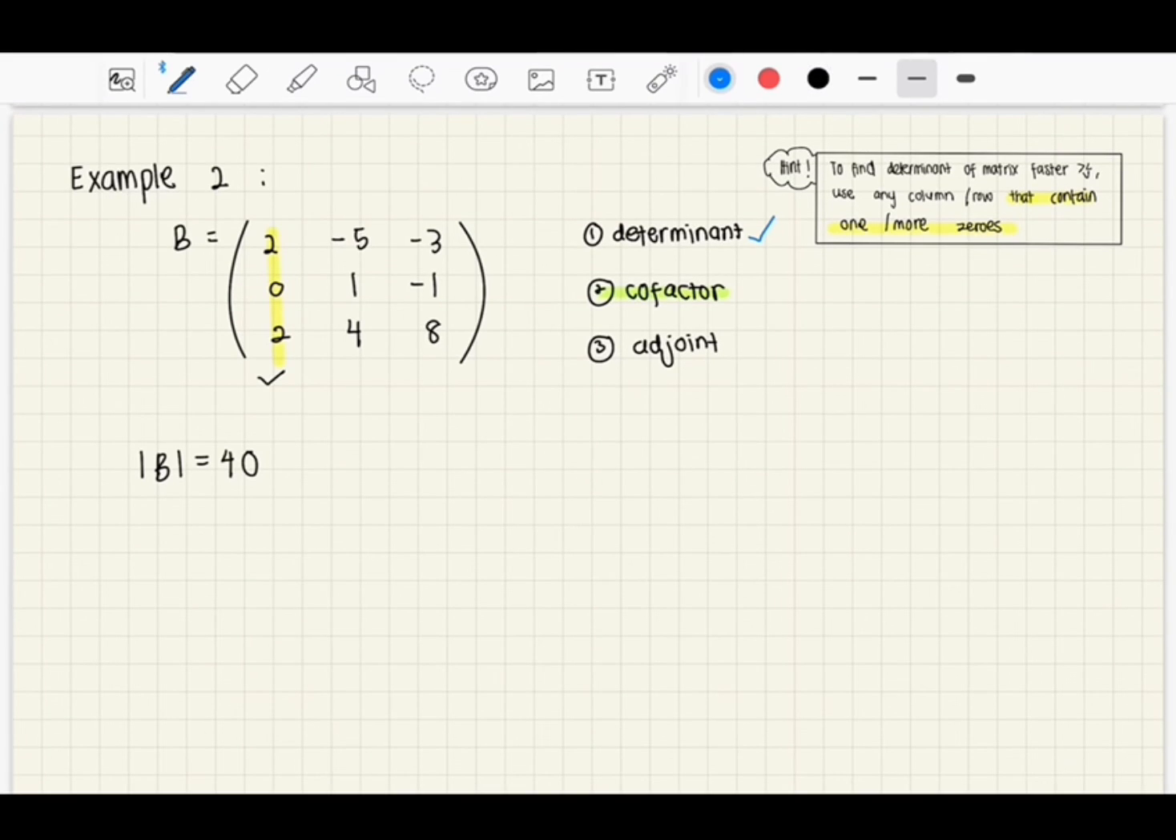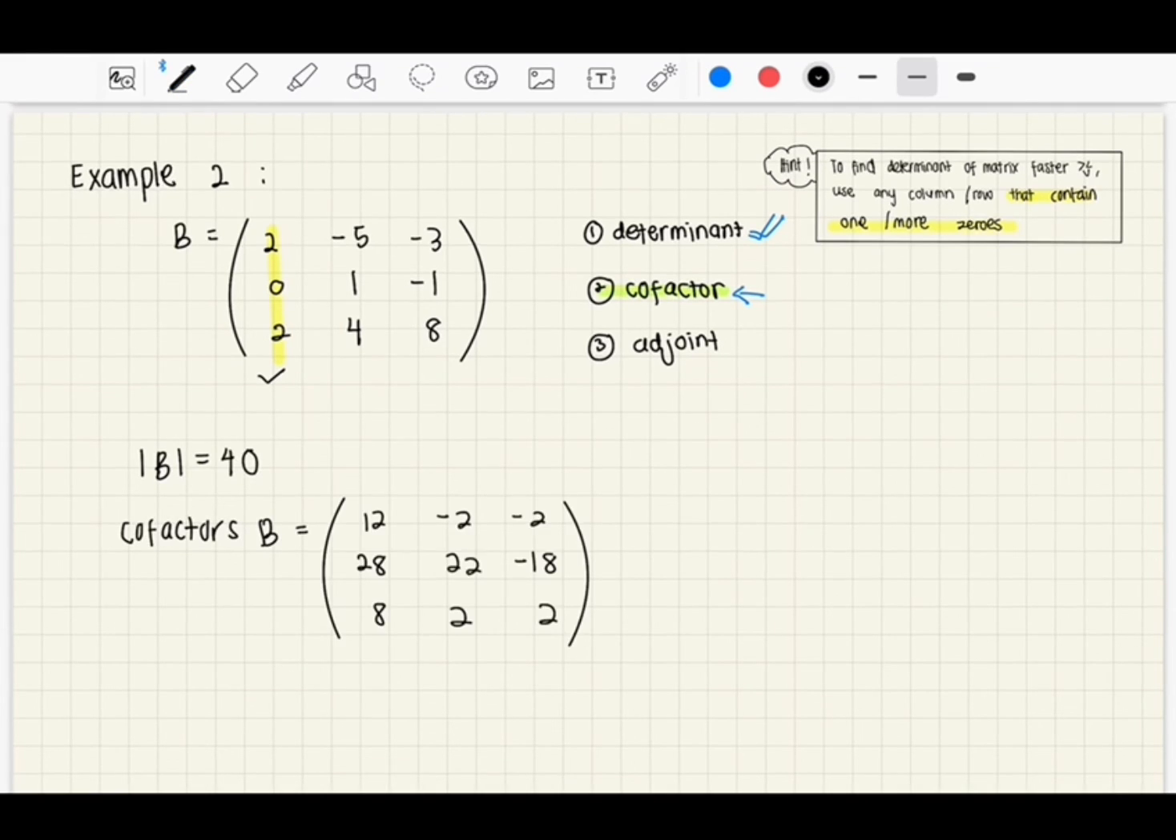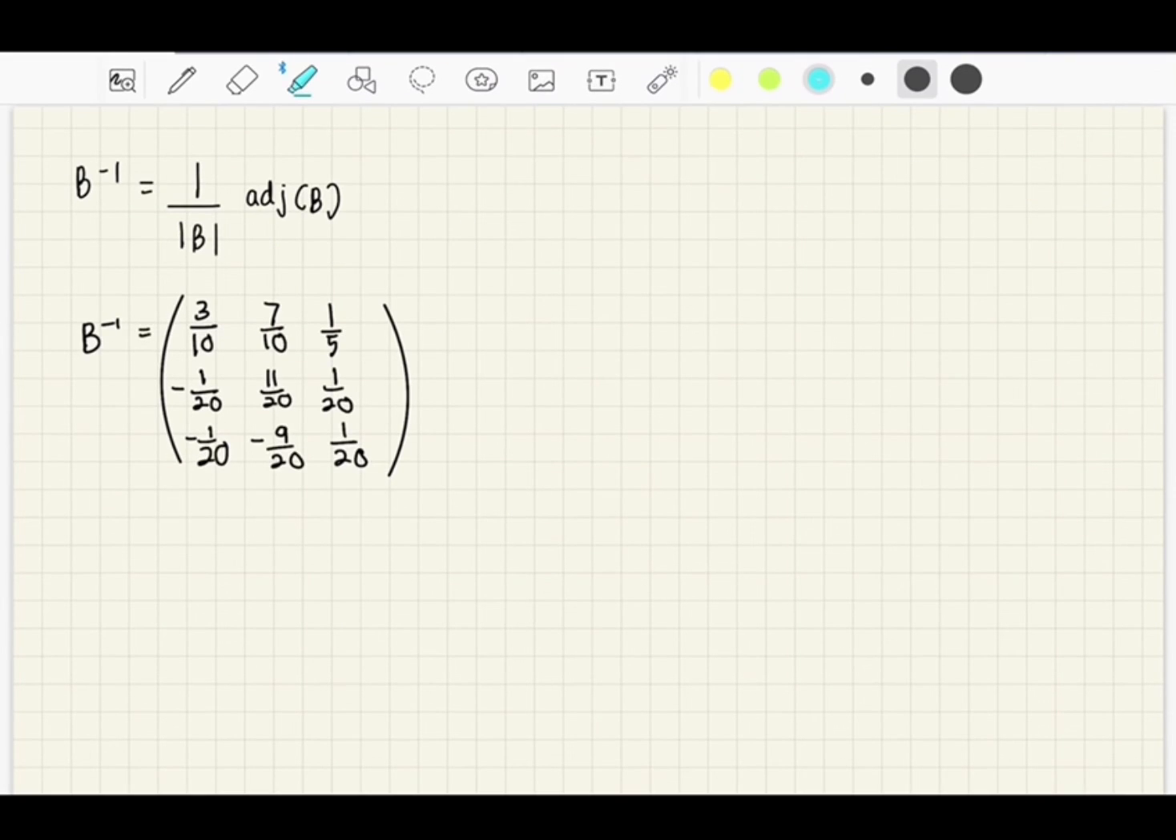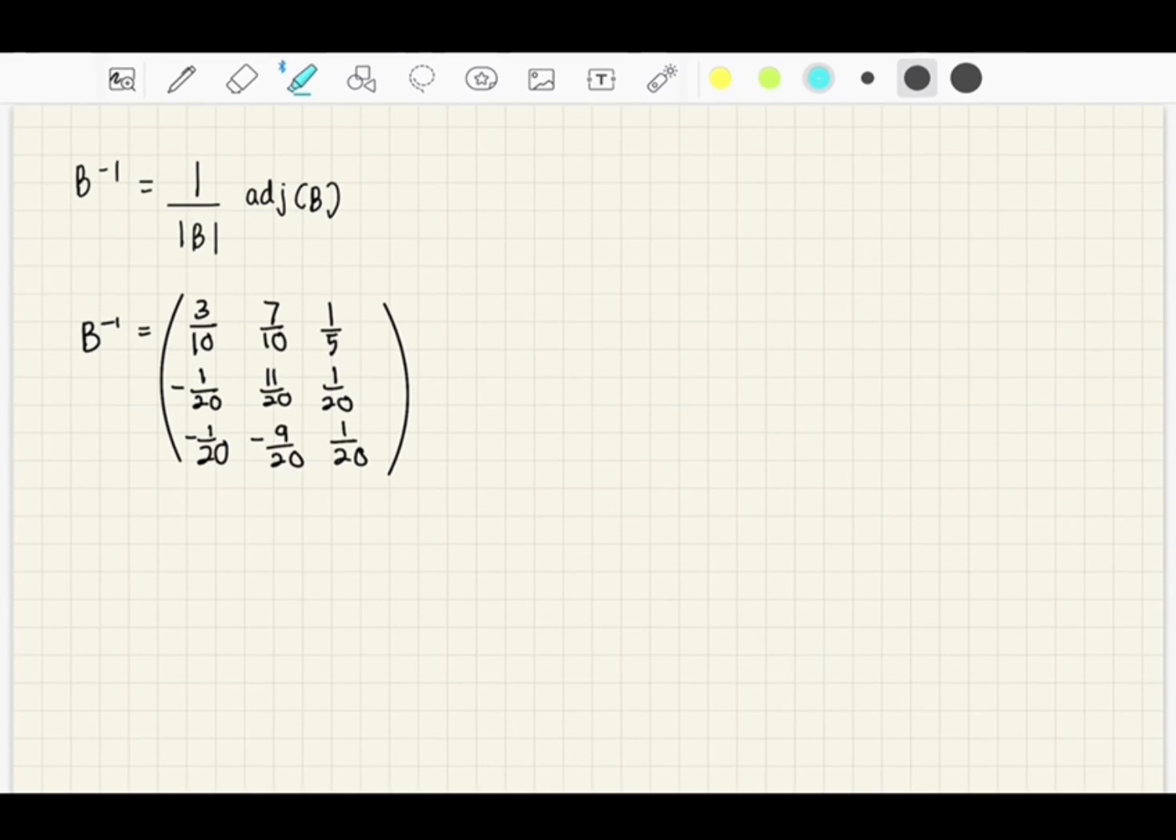Next, you have to find the cofactor, and you have to make sure your answer is the same as written here. And now for the adjoint, you just have to transpose the cofactor and then you will get the answer. And then to find the inverse, you just have to use the formula that we have learned before, which is the inverse of matrix B is equal to 1 over the determinant of matrix B times the adjoint of matrix B. And then you will get the answer.